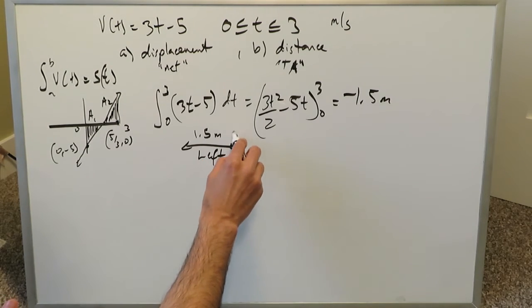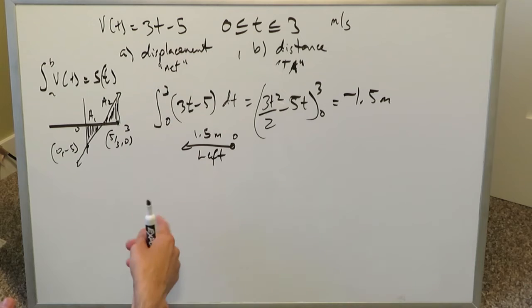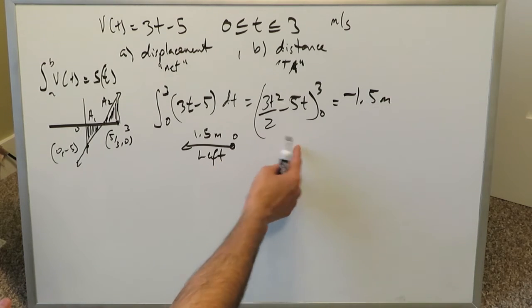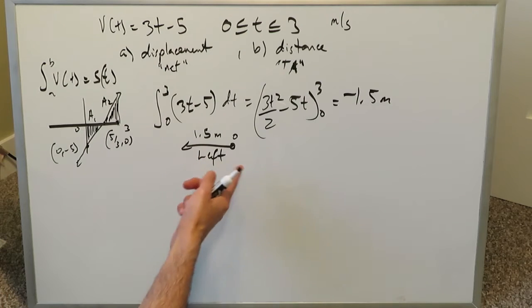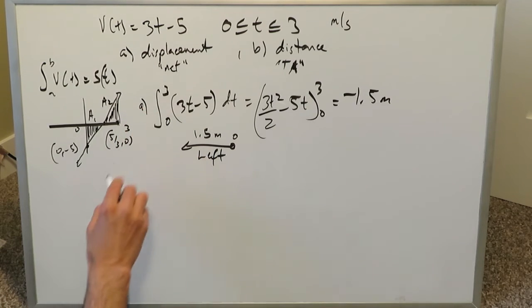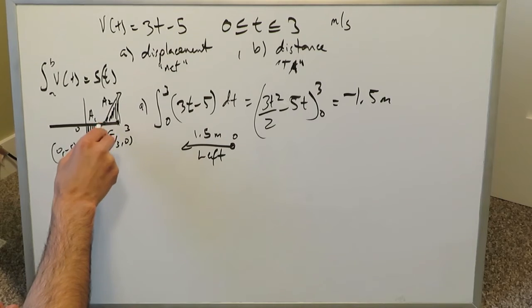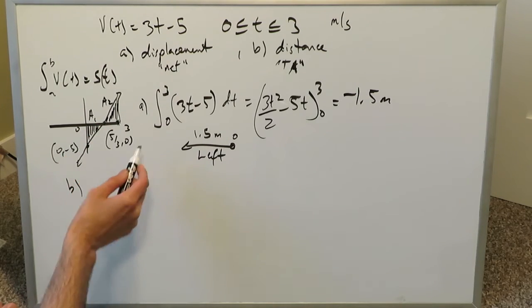It means that your object traveled 1.5 meters to the left, and that right there is your answer. From a position of 0, your net displacement is 1.5 to the left. It must have gone some distance this way, then it went more distance towards the left, hence you have that. That's your answer for A. The answer for B is not hard. You have to look at this in terms of two intervals, from 0 to this point right here, and from this point right here to here, and I've given you these points.